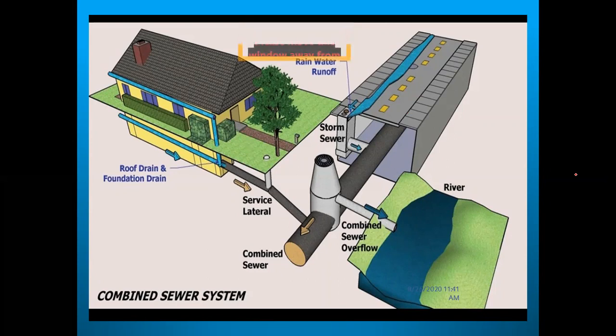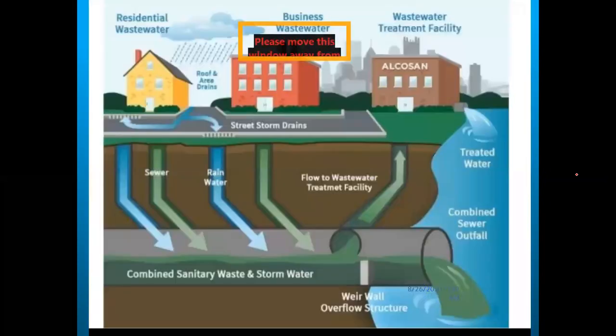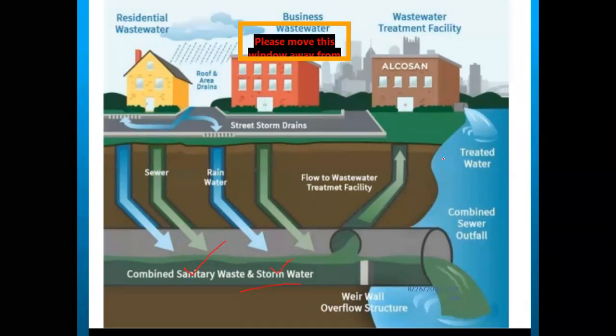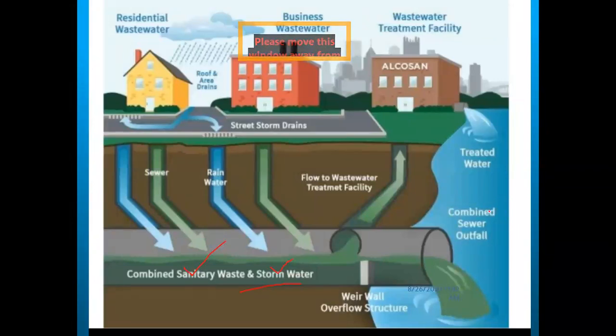Next. Now see the other figure, combined sanitary waste and stormwater, and how they are processed. See here, the blue color portion indicates the water which is coming the natural way, the outside water. Now these are the different places: residential areas, business areas, and the wastewater treatment facility.